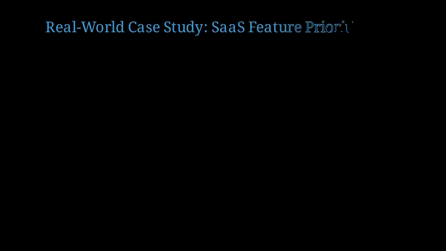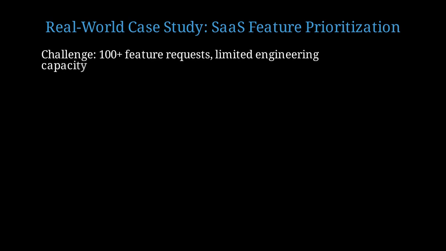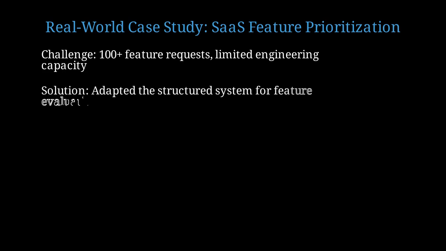Let me walk through a detailed, real-world case study. A software-as-a-service company needed to prioritize which features to build next. They had over 100 feature requests from customers, but only enough engineering capacity to build 5 features per quarter. Traditional prioritization was political and subjective. They adapted this structured system, generated 20 feature concepts per category, scored them on user impact, development effort, strategic alignment, and revenue potential.